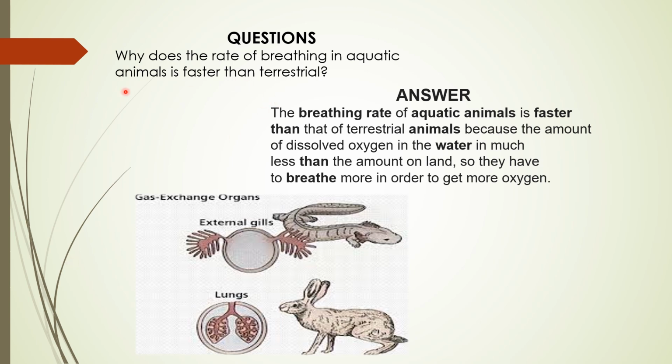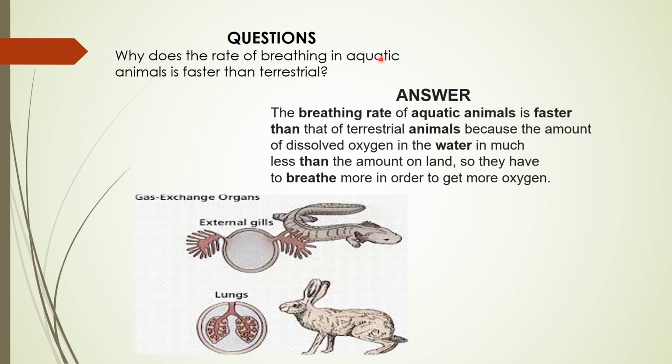Why is the rate of breathing in aquatic animals faster than in terrestrial animals? I think these two words are clear to all of you: aquatic and terrestrial. There are two categories of animals. Aquatic animals are those that live in water. Terrestrial animals are those that live on land.